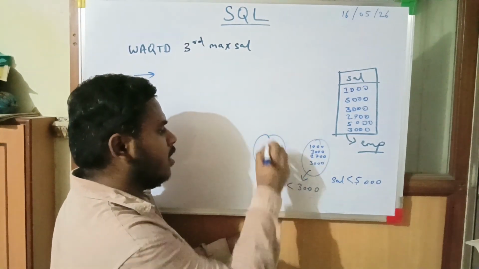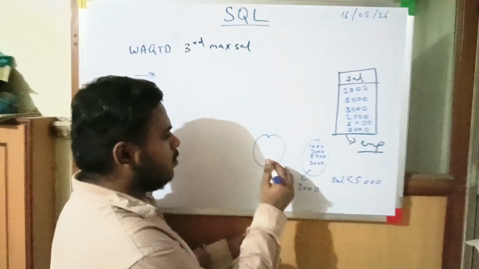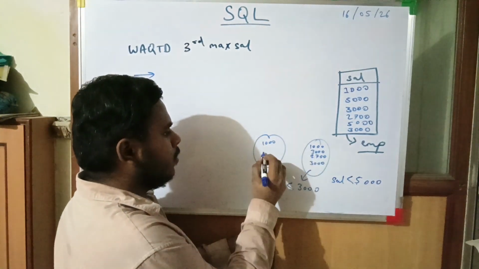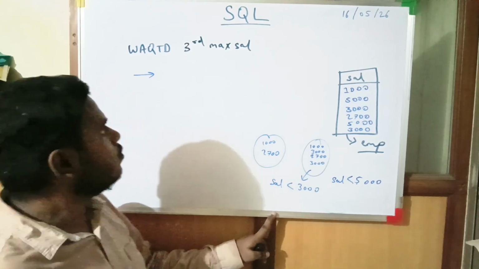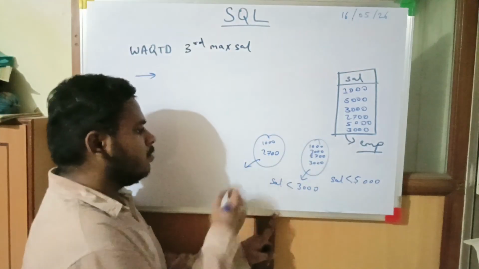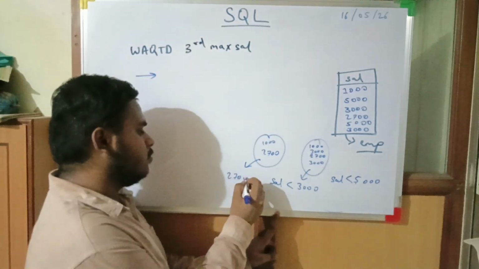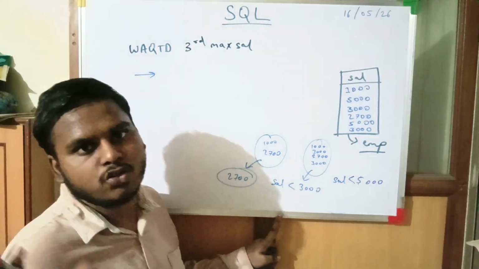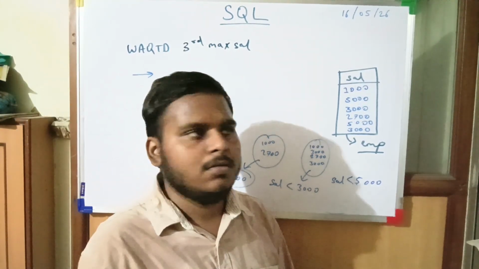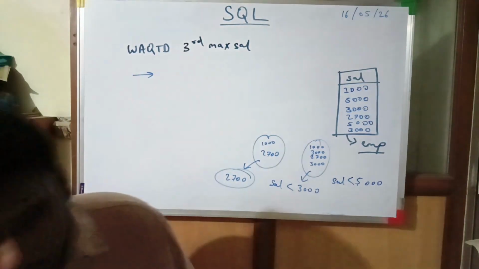Okay. So again, records will be filtered. So 3000 is removed. So what is left? 1000, 2700. These two records are left. From these two, I need to find the maximum salary. So what is the maximum salary here? 2700. This way, the working should be there. I explained the working. Now try to get the answer using a query.